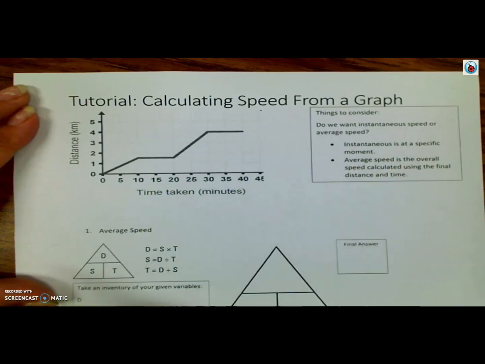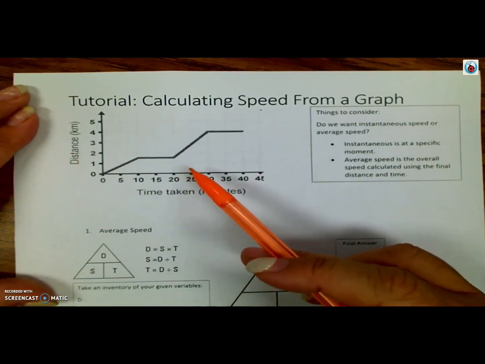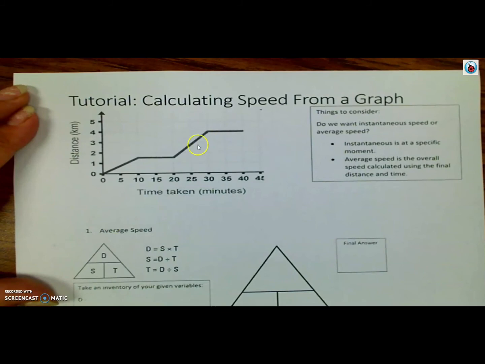Average speed is the total speed found over the entire trip. In order to solve for average speed, you have to pull your final distance traveled and use your final time taken. So there's two types of speeds that you can calculate for.